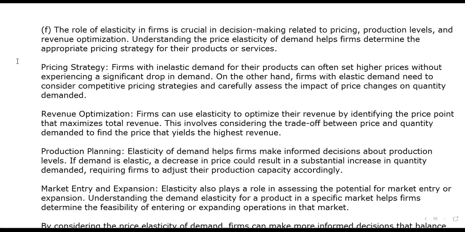Revenue maximization. So firms can use elasticity to maximize their revenue by identifying the price that maximizes revenue. Elasticity is also important in production planning because it helps firms be informed about the production levels and whether demand is inelastic or elastic. They may know that in this period of time tomato is very scarce, so people will buy more. And if everyone is selling, you will know that you will not produce more. Entry expansion. So elasticity plays an important role in assessing the potential for market entry or expansion. So you need to understand elasticity before you enter a certain market.